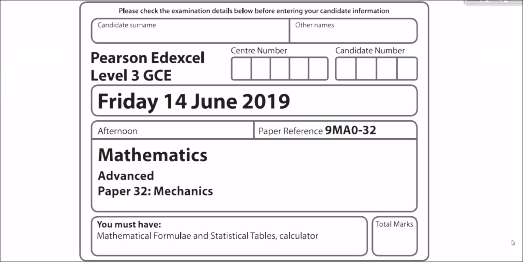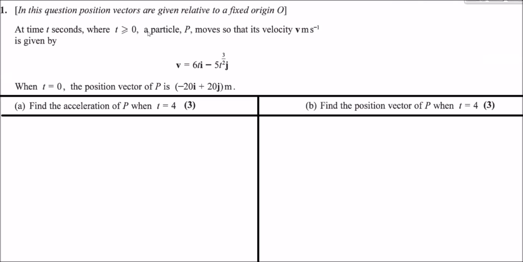I'll talk some through in more than one method. Sometimes I'll just show one method, for a balance between efficiency and not boring you to death. So let's have a look at question 1, which is about vectors. It's all relative to a fixed origin O. At time t seconds, where t is greater than or equal to 0, a particle P moves so that its velocity, v meters per second, is given by this vector equation in terms of i and j components. We're told when t is 0, the position vector of P is minus 20i plus 20j meters, and we need to find the acceleration of P when t equals 4.